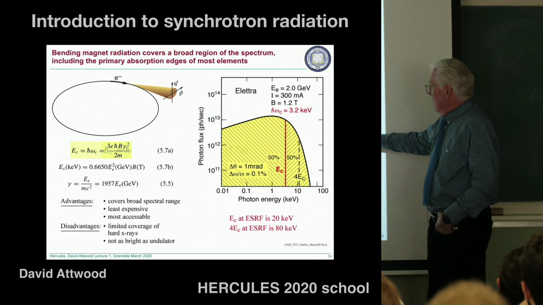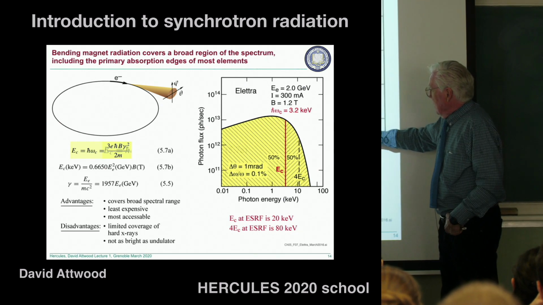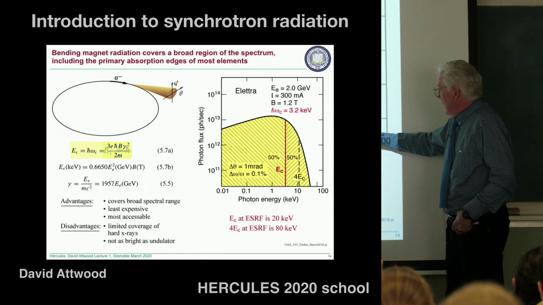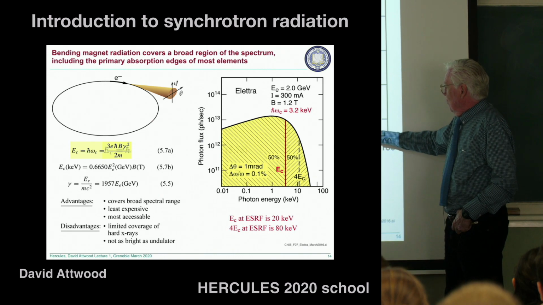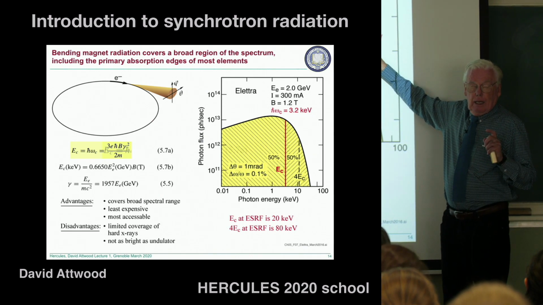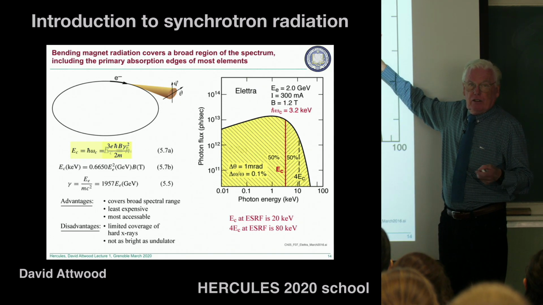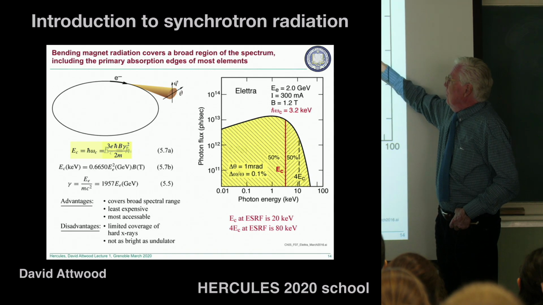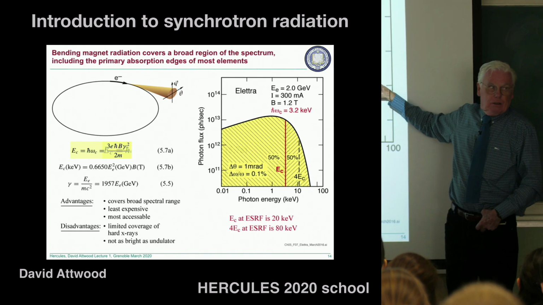What's interesting, though, is that's the characteristic energy, the critical photon energy. But if you go out to 4 E crit, 4 times E crit, which here would be 12 kilovolts. So at Electra, it's a soft X-ray machine. If you were to operate at 12 kilovolts, you're only down a factor of 10. It's not the end of the world.